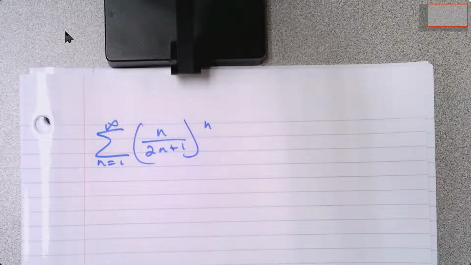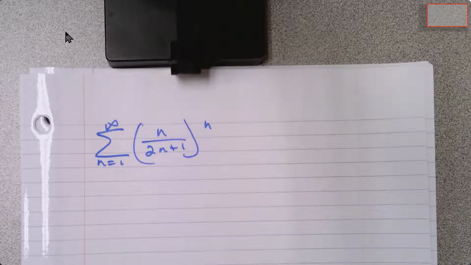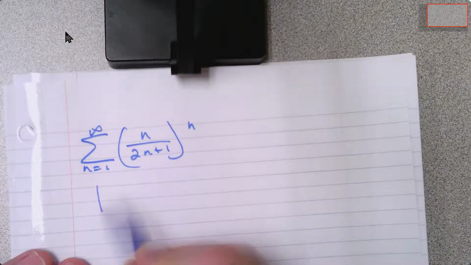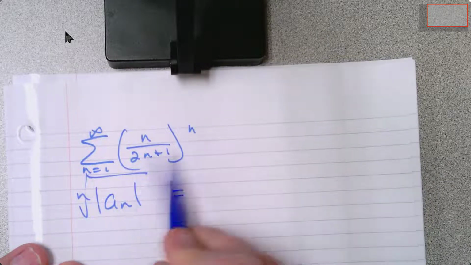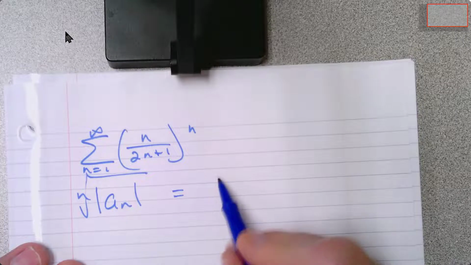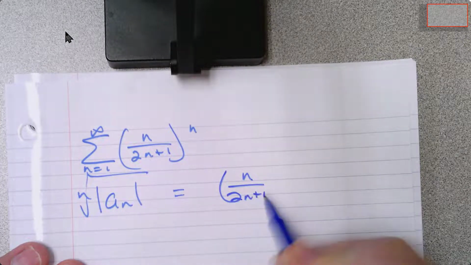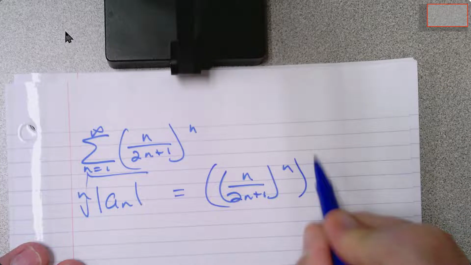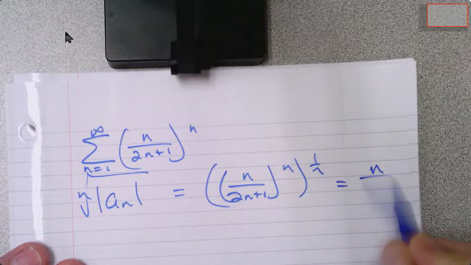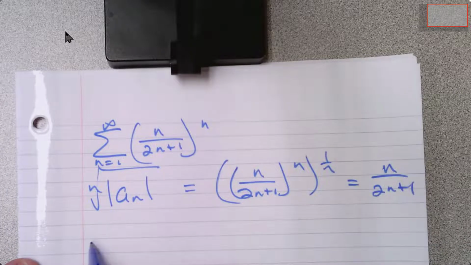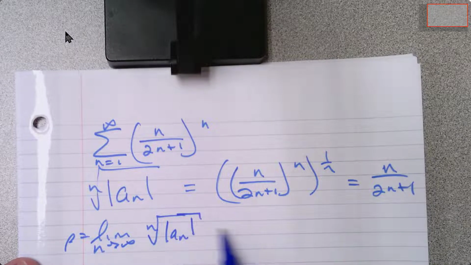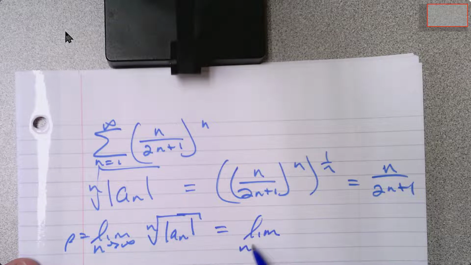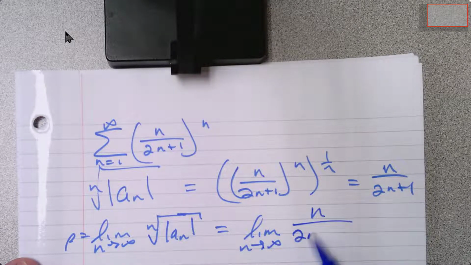Since everything is to the nth power, I'm going to use the root test. So I'm going to take the absolute value of the nth term, and I'm going to take its nth root. Well, this is all positive numbers, so this is n to the n plus 1 to the n to the 1 over n is n over 2n plus 1. So the limit, and let me put rho there, as n goes to infinity of the nth root of the absolute value of the nth term is the limit as n tends to infinity of this nice rational fraction.